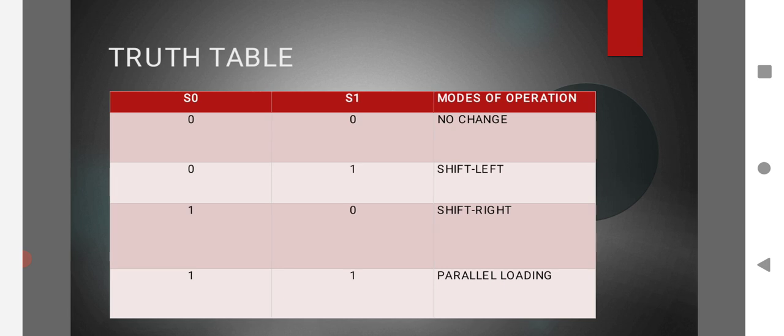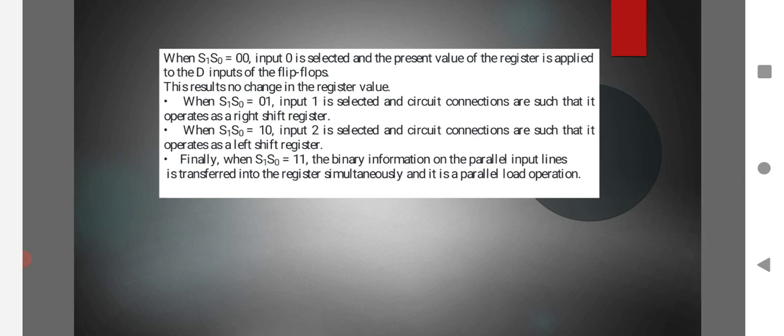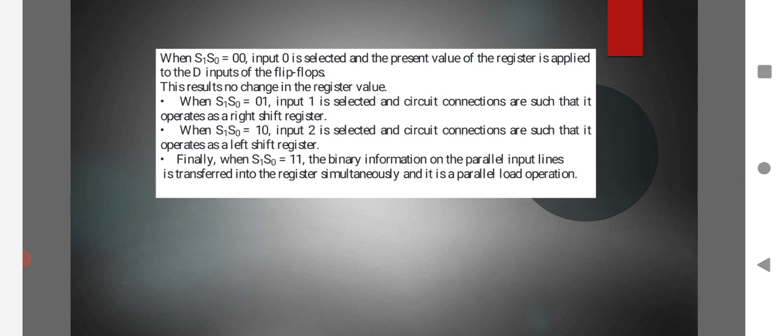This is the truth table for the universal shift register. When we give the two select inputs 0 0, there will be no change, 0 1 is shift left, 1 0 is shift right, and if it is 1 1, it performs parallel loading. That is explained here. It operates as a left shift register, right shift register, and parallel load operation. And when both inputs are 0, there will be no changes in the register value.